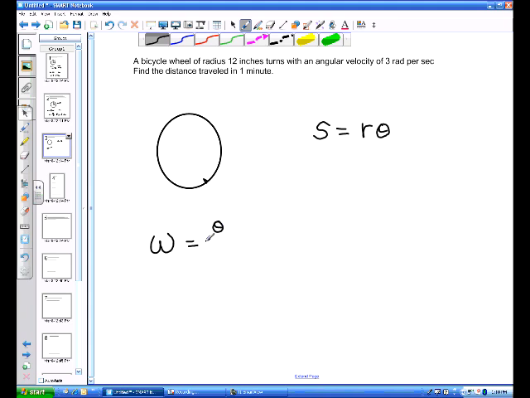Well, we know that angular velocity is your angle divided by time. We were given that our angular velocity was 3 radians per second. So our time is 1 second. It was 3 radians per time.